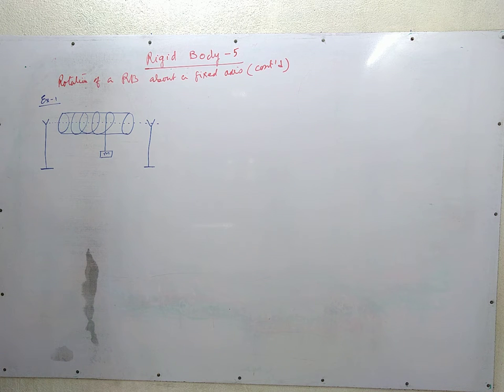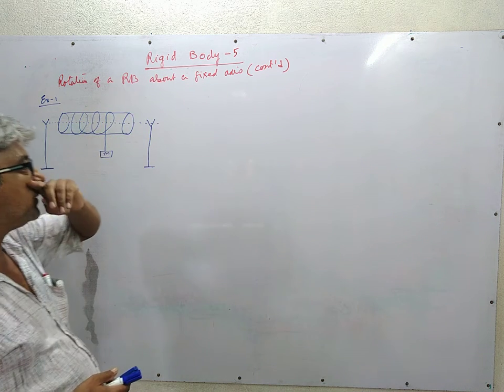This is the fifth lecture on rigid body dynamics. In this lecture, we shall continue our discussion on the rotation of a rigid body about a fixed axis.